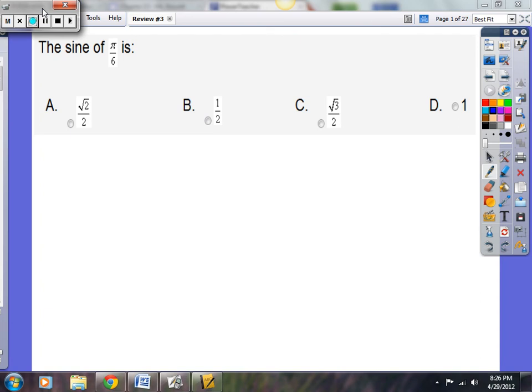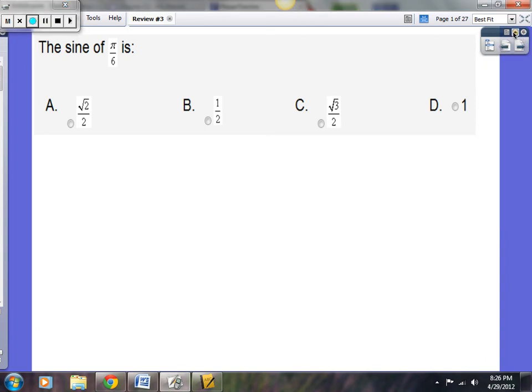Sine of pi over 6. This is going to be a pretty common trig problem, and we're just barely getting into it, but it's not too bad. So the sine of pi over 6, they give it to you in terms of radians. So first, to get it familiar to us, let's convert it to degrees.